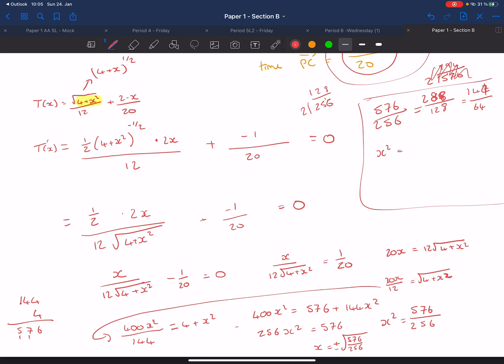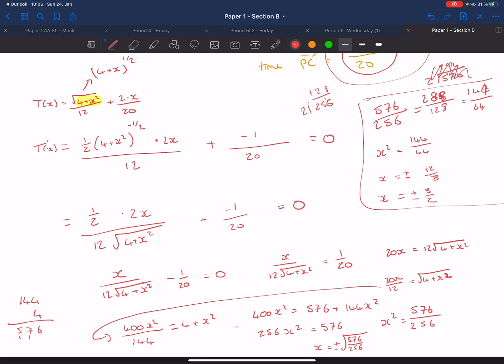So now I've got x squared is 144 over 64. So my x is equal to positive or negative 12 over 8. And then that's going to be really easy to simplify because 12 and 8 both divide by 4. So it's positive or negative 3 over 2, which is good.